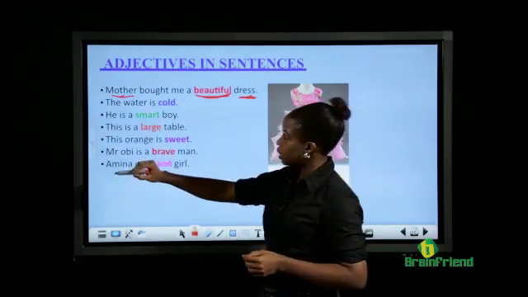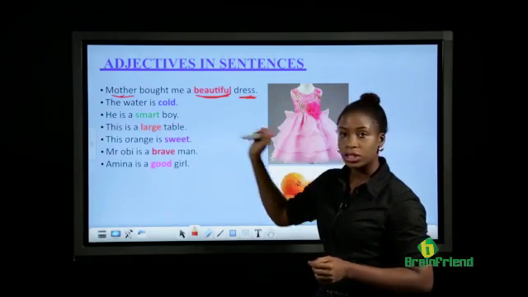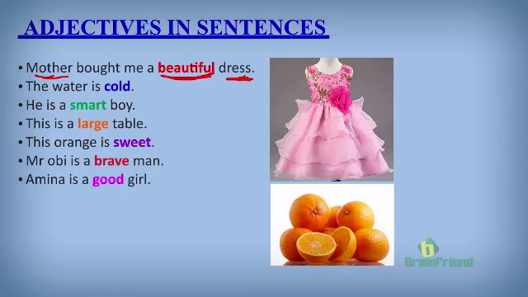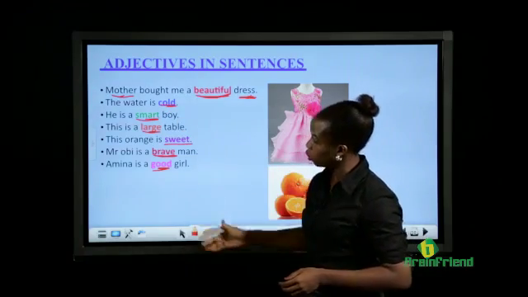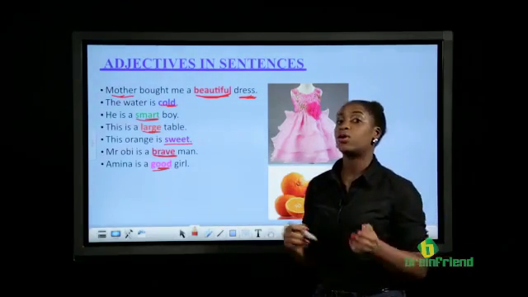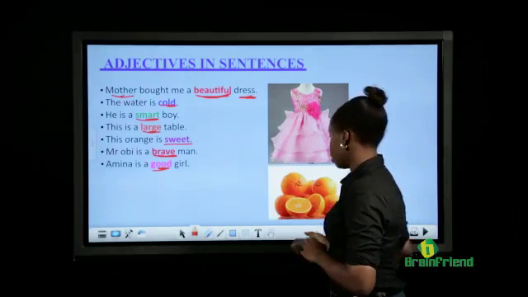The water is cold. Which word describes the noun here? The noun is water. And the word that describes the noun is cold. He is a smart boy. This is a large table. This orange is sweet. Mr. Obi is a brave man. Amina is a good girl. You can see that the words that are colored are adjectives, and they tell us more about a noun.